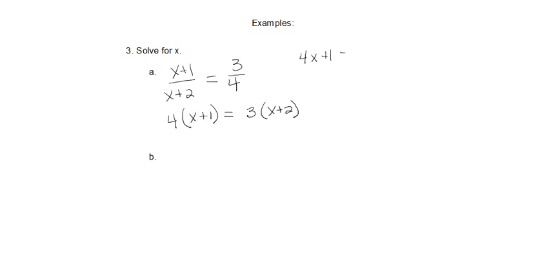4x plus 4 equal to 3x plus 6. We subtract 3x from each side to get an x, and subtract 4 from each side to get a 2. And we get our answer, x equals 2. We can always check our work, and we do that by substituting x back in. So we get (2 plus 1) over (2 plus 2). And does that equal 3 over 4? It does.